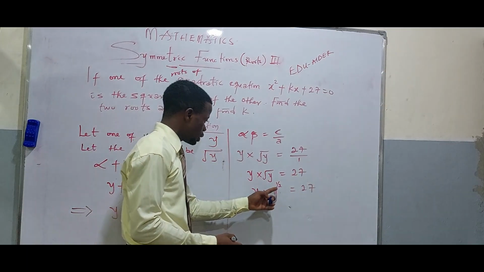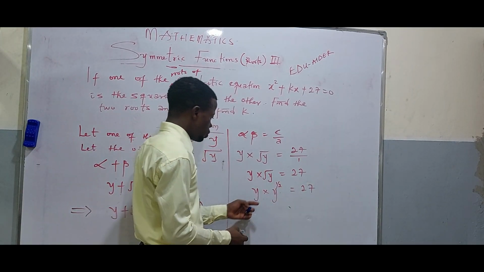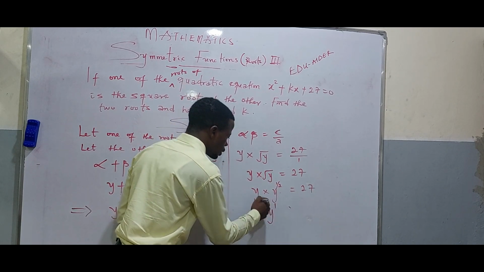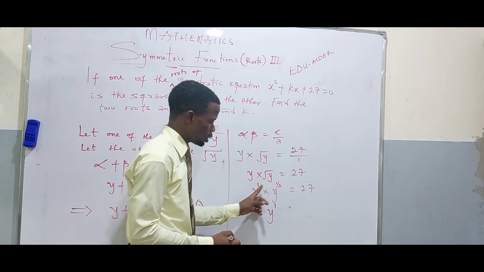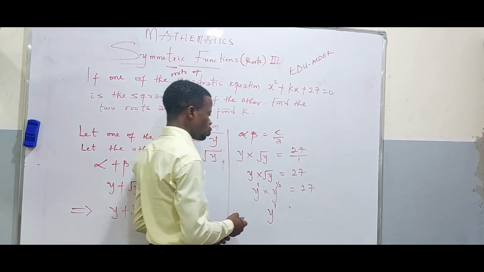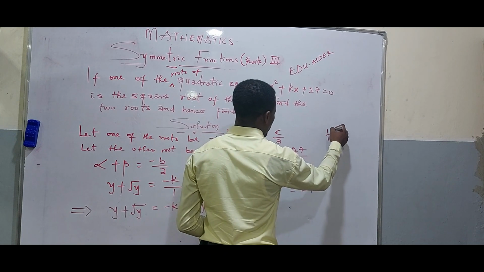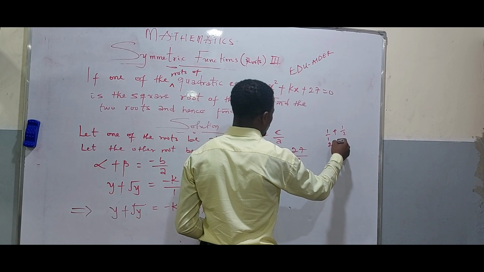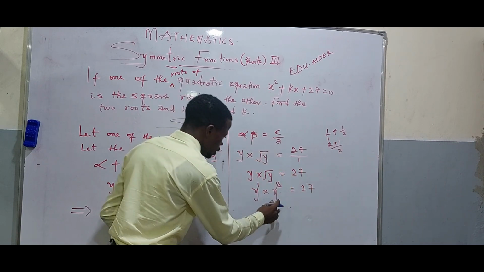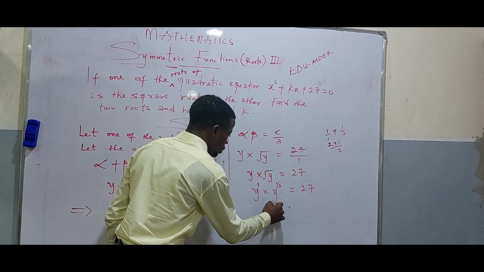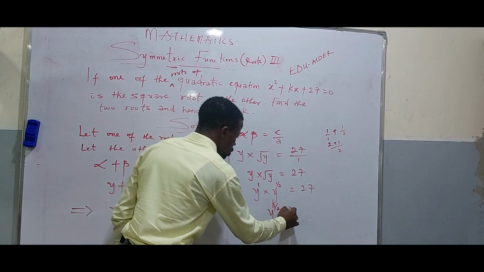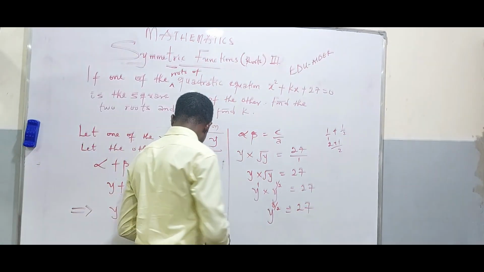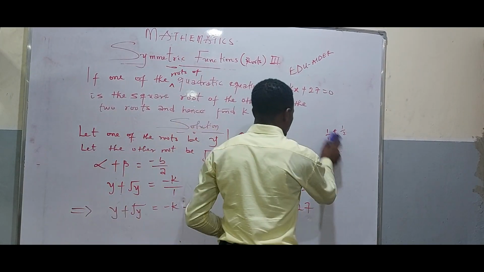Good. So let's re-express this again. This will become y raised to the power 1 plus 1 over 2. What do we have? We have 1 over 1 plus 1 over 2. LCM we have 2, so y is raised to the power 3 upon 2, right? So we have y to the power 3 over 2 is equal to what? 27. Isn't it? Good.